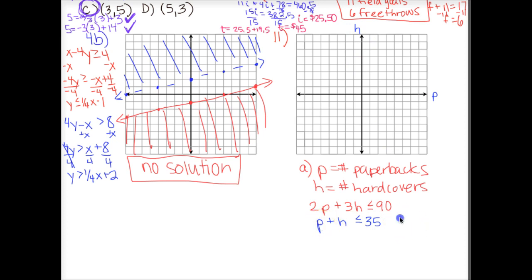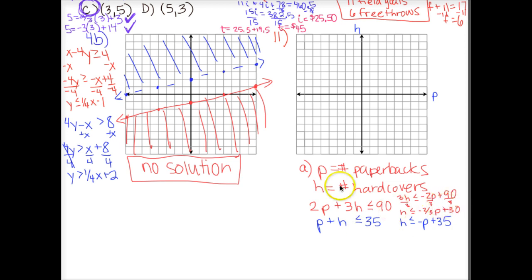So I subtract p from both sides here, and I've got negative p plus 35. On my other inequality, to get h alone, first I need to subtract 2p, which gives me 3h less than or equal to negative 2p plus 90. And then when I divide everything by 3, I have h is less than or equal to negative 2/3 p plus 30.